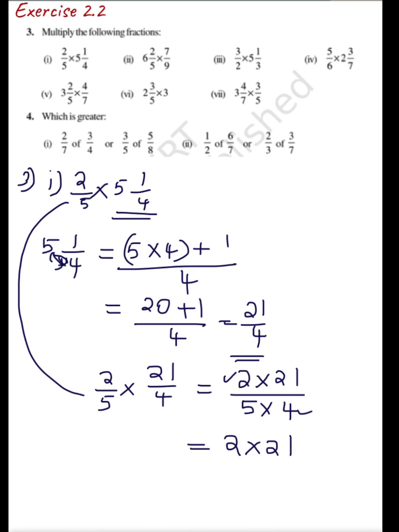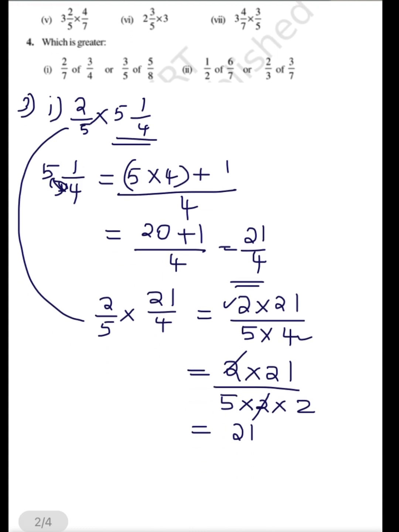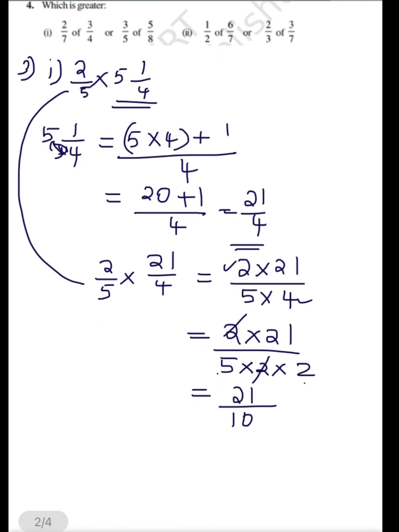So 2 into 21 can be written like this. Now 5 into, instead of 4 you can write it as 2 into 2. So these two will get cancelled and you will get the answer as, in the numerator, 21. And what about the denominator? You can see 5 into 2, which is what? 10. So you will get the answer as 21 by 10.